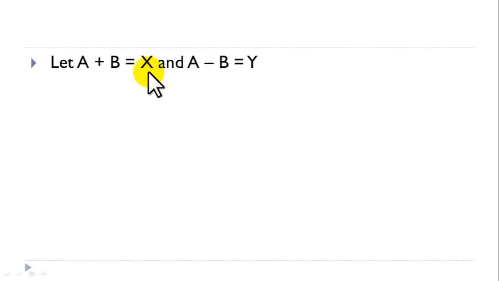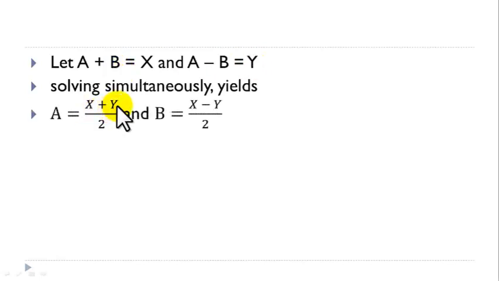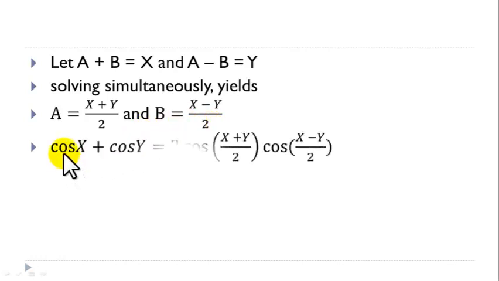Now let A plus B equal x and A minus B equal y. Solving these two equations simultaneously yields A equal to (x plus y) over 2 and B equal to (x minus y) over 2. Putting them into our equation, we obtain cos x plus cos y equal to 2 cos of (x plus y) over 2 times cos of (x minus y) over 2.